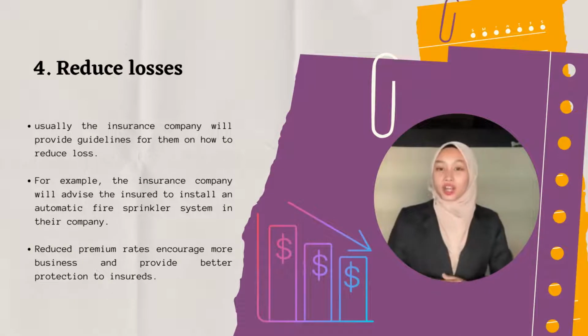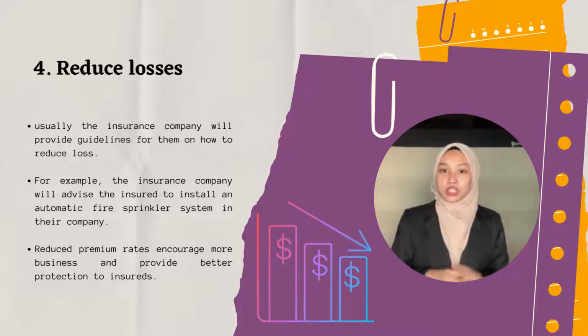The next function of insurance is to reduce losses. When the insured buys an insurance policy, usually the insurance company will provide guidelines on how to reduce loss. Individuals and business people are advised to use appropriate devices to avoid unfavorable risk outcomes. For example, the insurance company will advise the insured to install an automatic fire sprinkler system in their company.